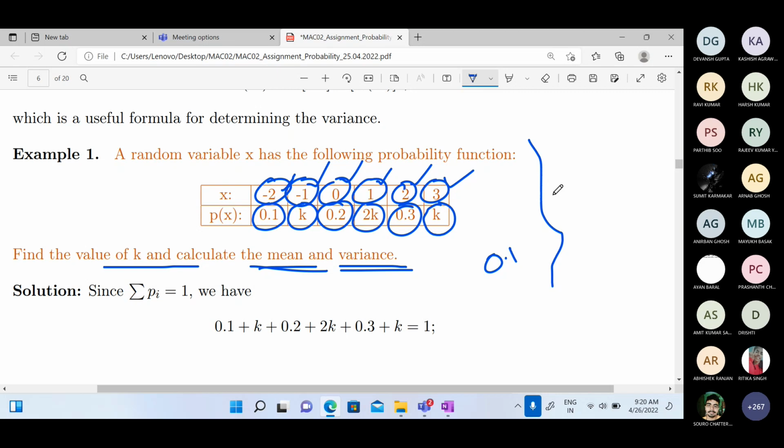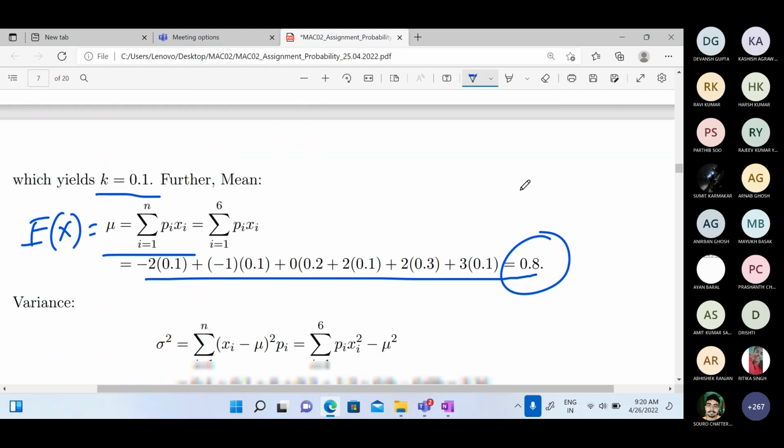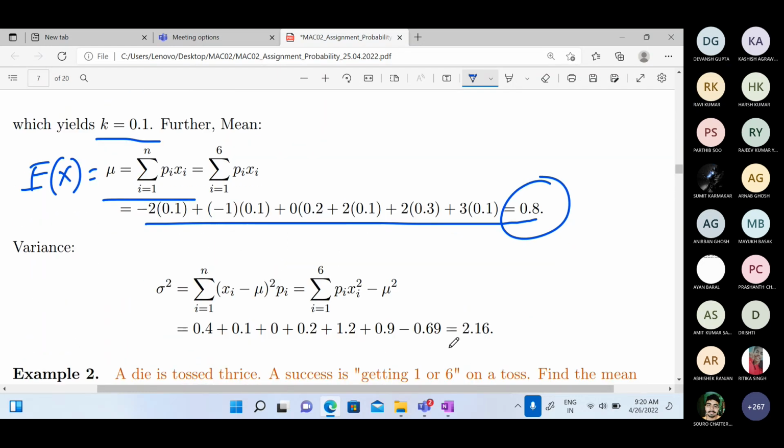You just try to solve this variance. What is the variance? Anyone trying? 2.16. Yes, the answer is 2.16. Very good. In this, somehow you can subtract the mean from here to here. We can directly do this here. If you go step by step from here to here, that will help actually.